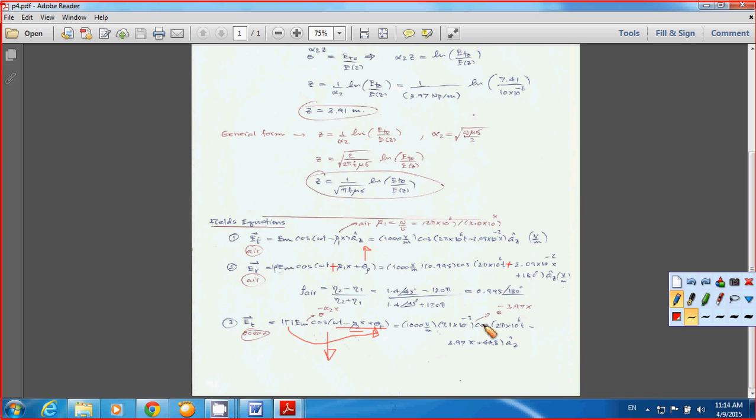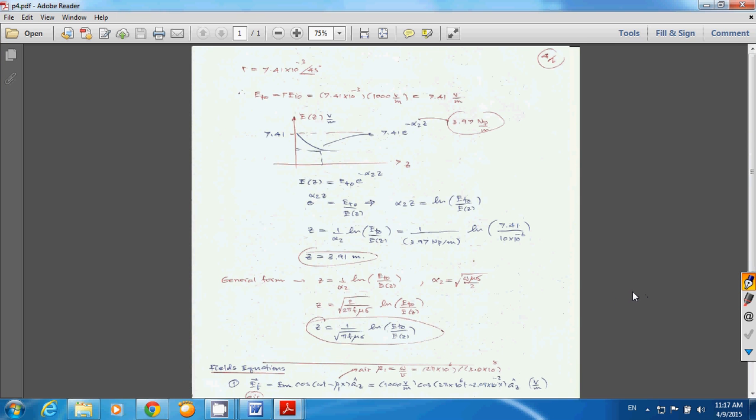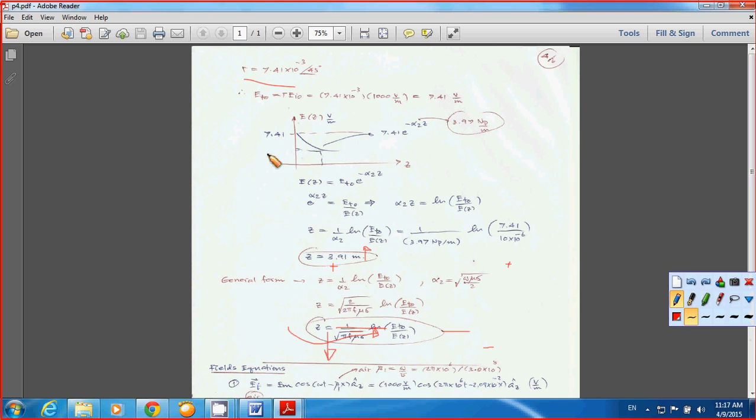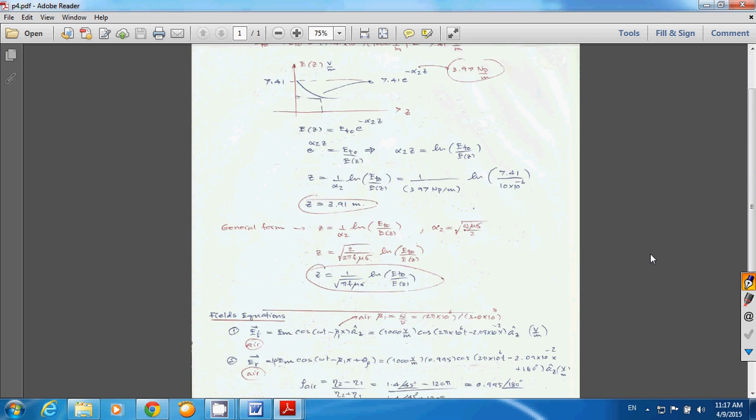So you have the magnitude of the transmission coefficient to be 7.1 times 10 to the negative third, and the phase angle of tau is 44.8. Your tau is equal to 7.41 times 10 to the negative third, with a 45 degree phase.